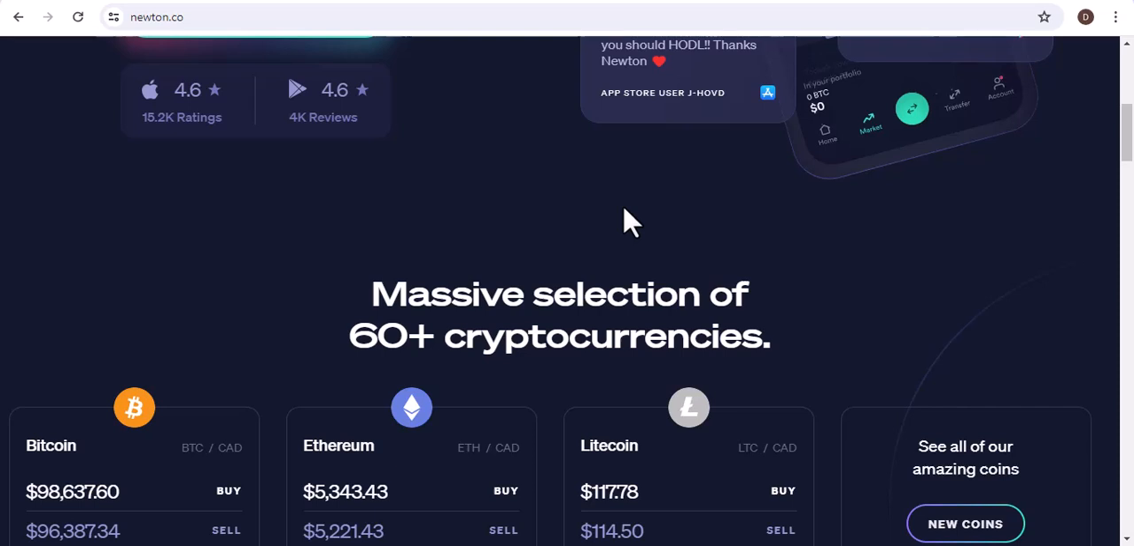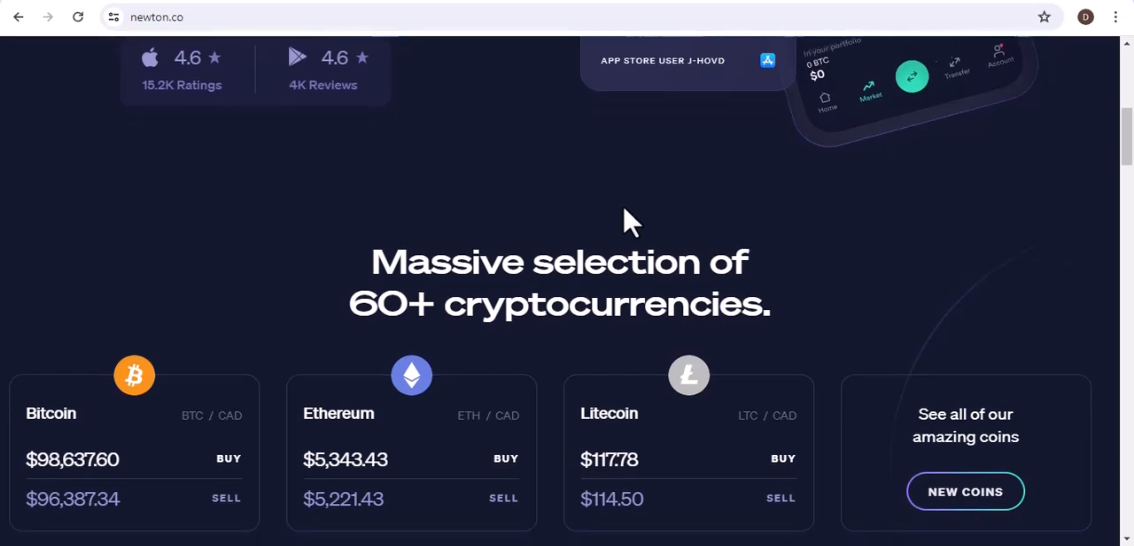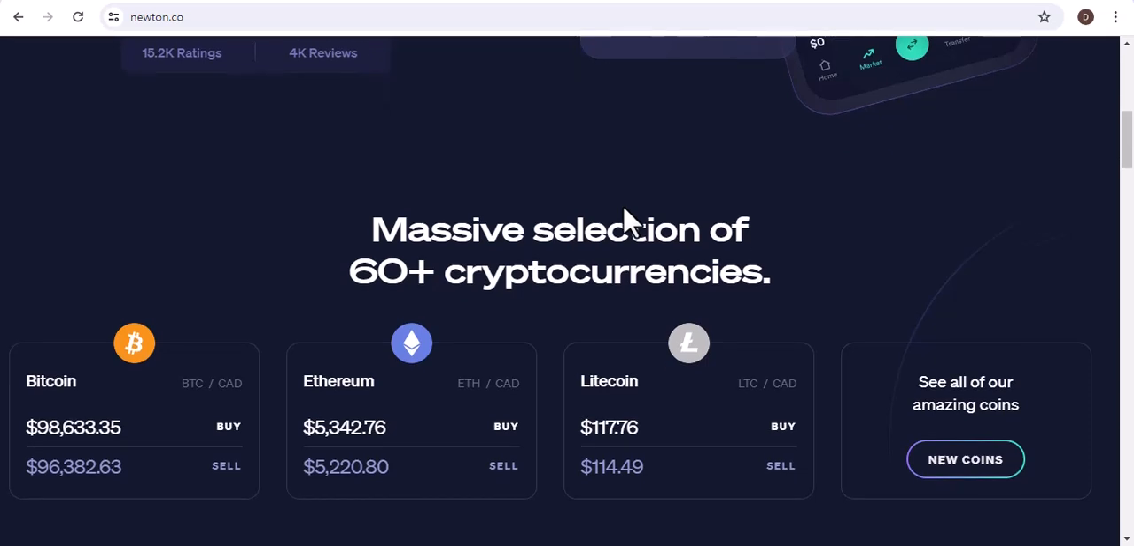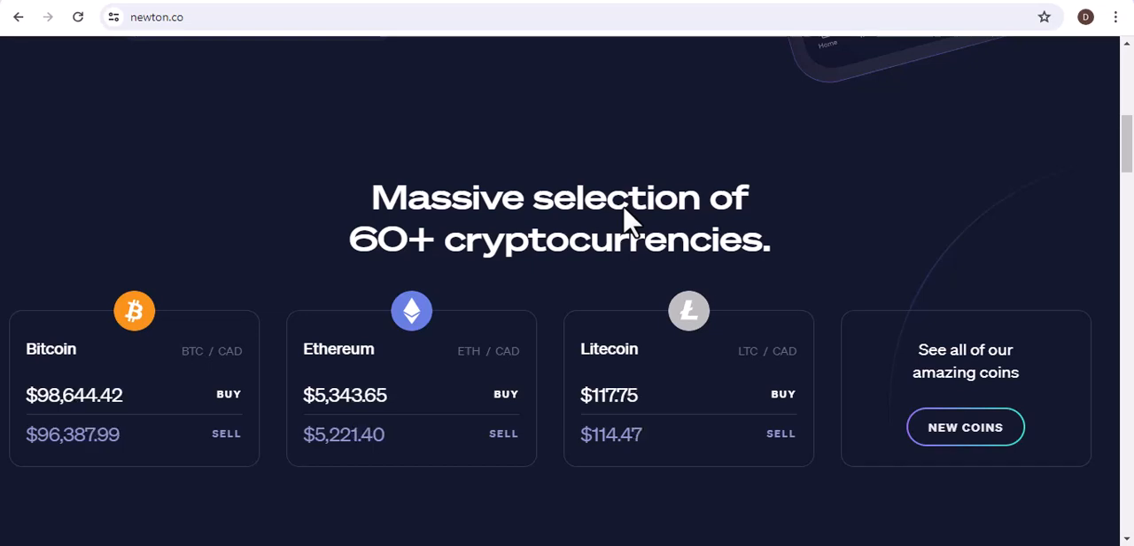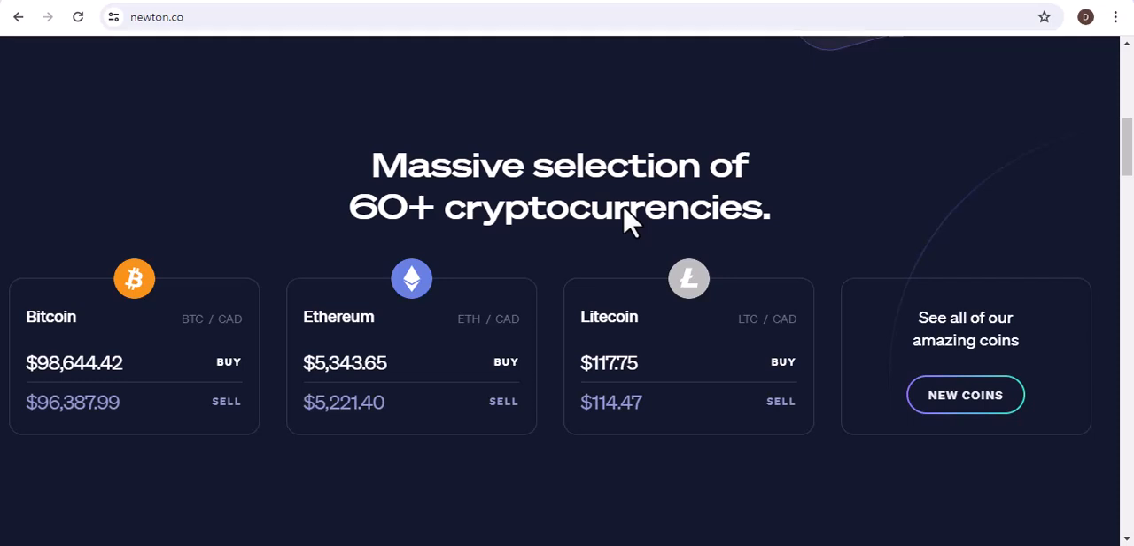You can also send BTC from Newton to your own wallet. This is a great way to store your BTC or to transfer it to another exchange. You can also use Newton to buy and sell BTC. This is a great way to get started with Bitcoin investing. Newton is a safe and secure platform for buying, selling, and sending BTC.